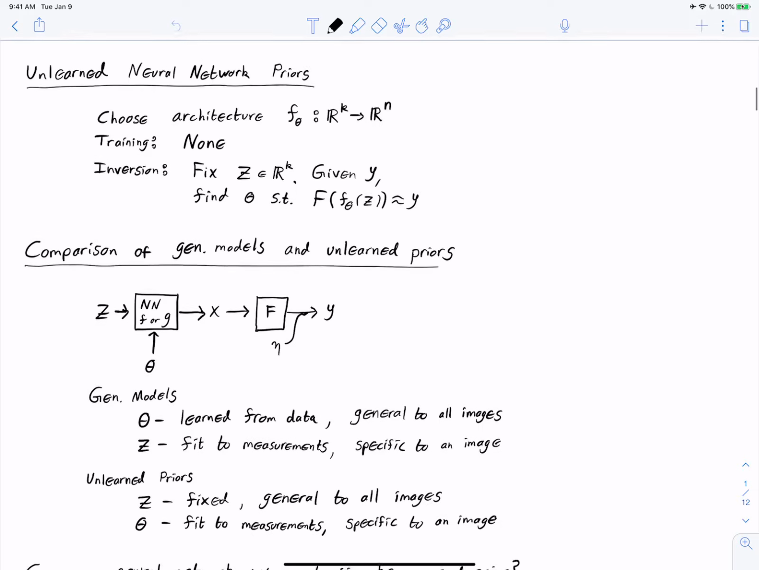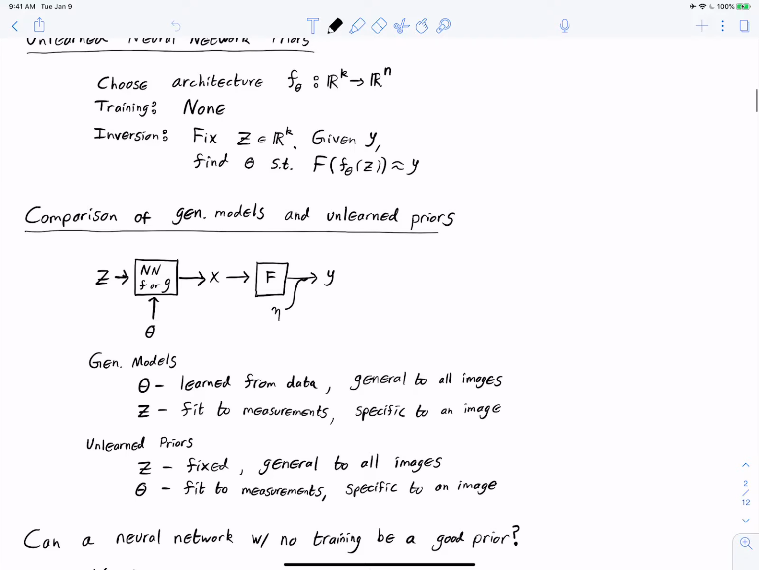So let's see exactly what this comparison is. Right, so here, let's compare generative models and unlearned priors. They both have a neural network, which is going to take two inputs, z and theta, and output an image x, which is fed through a forward model, which is combined with noise eta in order to get measurements y.